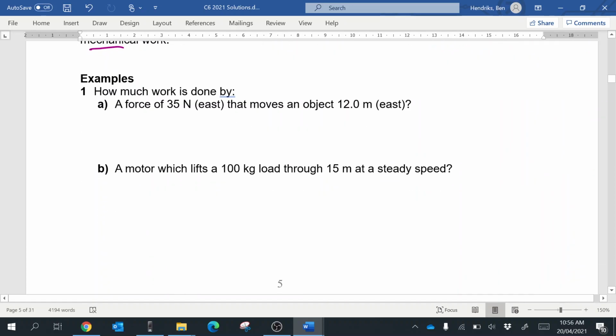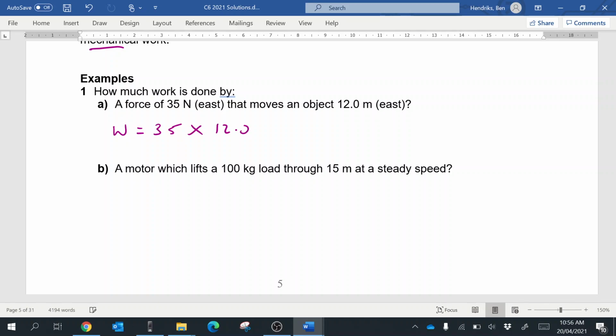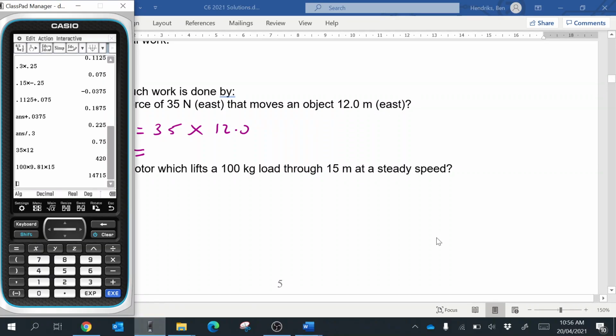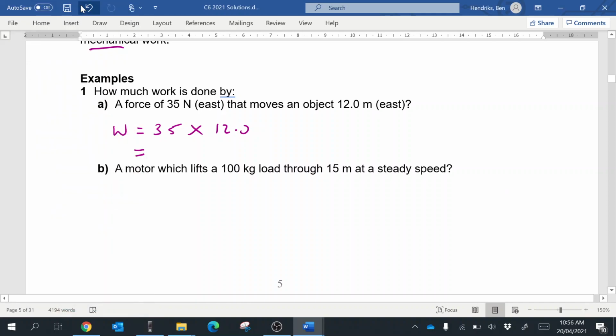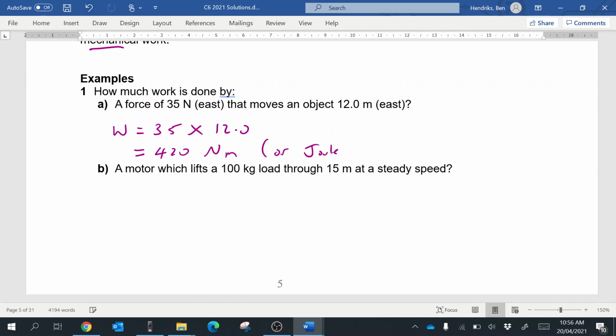So let's have a look at a couple of examples. So how much work is done by a force of 35 newtons east that moves an object 12 meters east? So work is equal to force, 35 times by 12. And we put that into our calculator, which I've done before. We got 420 Newton meters, or you could say joules.